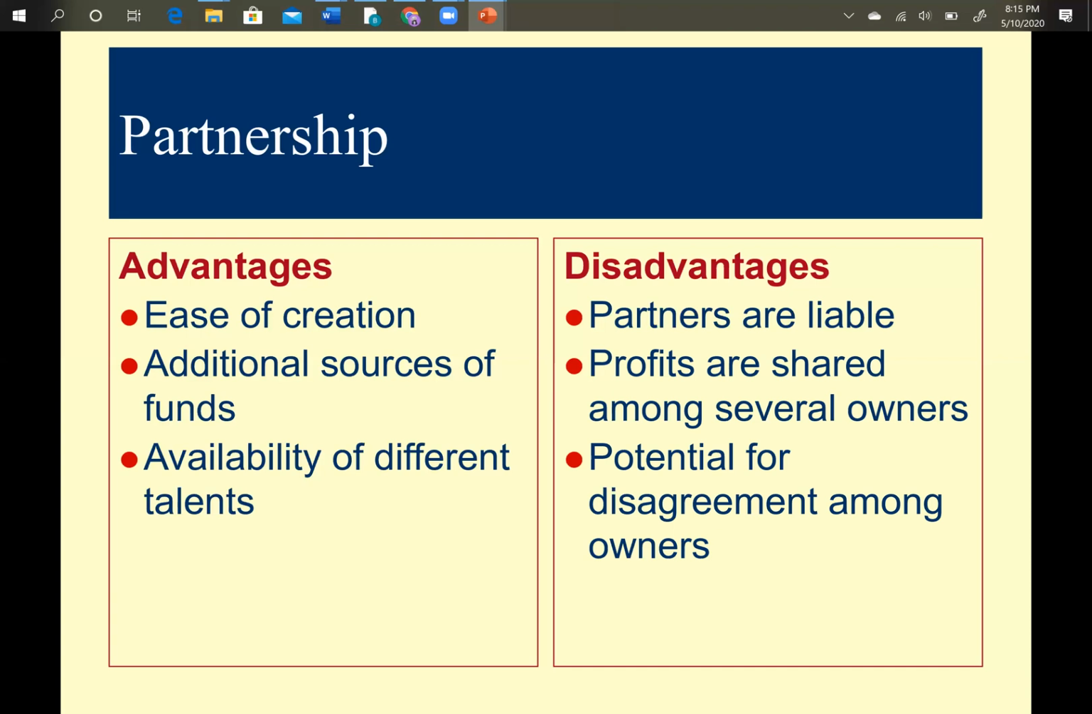The potential for disagreement among others, especially if it's a family or a friend whom you go into partnership with. If there is a disagreement about how something should be done, or if you're starting to have some issues, maybe financially, oftentimes there will be disagreements. The potential for those disagreements escalates under a partnership, obviously, because it's not just you. So that too would be a disadvantage.